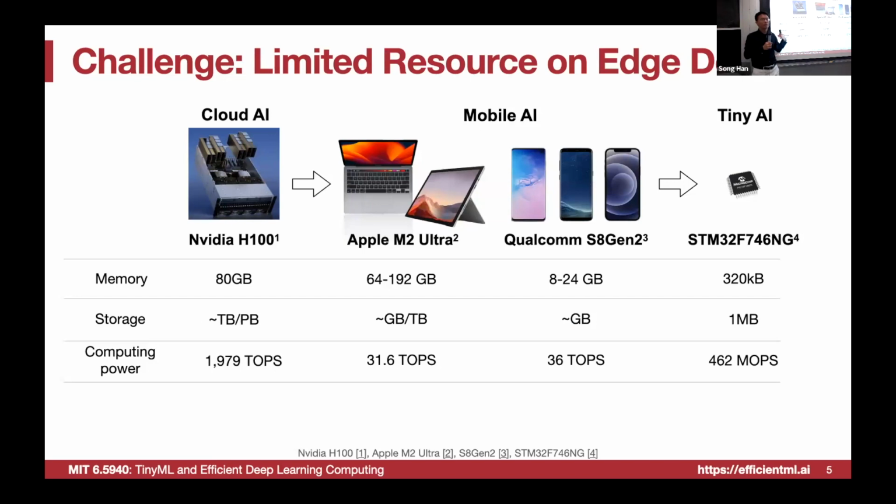So from cloud computing to edge computing, this is showing a challenge about the amount of resources we have from a cloud GPU to a laptop, to a mobile phone, to a microcontroller. For the cloud GPU, the NVIDIA H100 is the state-of-the-art GPU, which has 80 gigabytes of memory in each card, and the server can easily have tens of terabytes or even hundreds of terabytes of storage. Like the server in our lab, we have like 24 terabytes of storage, pretty big.